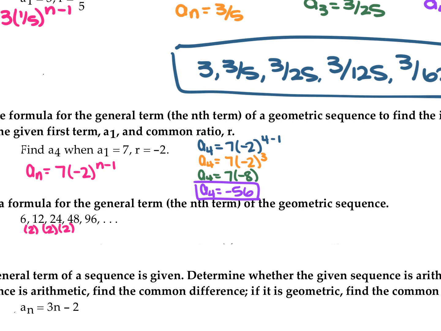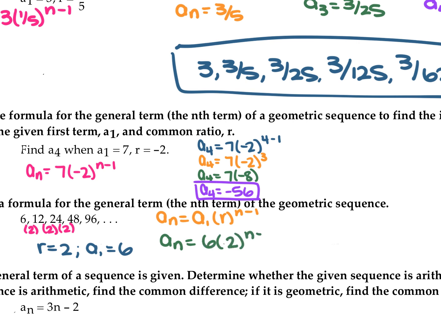It also tells us that it's a geometric sequence with a common ratio of 2 and a first term, a sub 1, of 6. If we use the formula a sub n is equal to a sub 1 times r to the power of n minus 1, that will give us our rule, or our formula. So that means that a sub n is equal to 6 times 2 to the power of n minus 1.